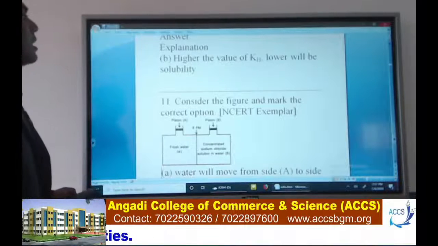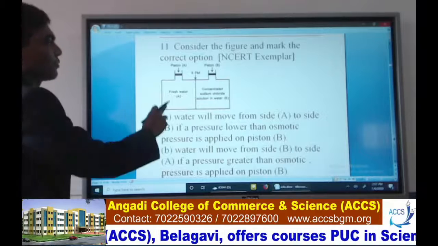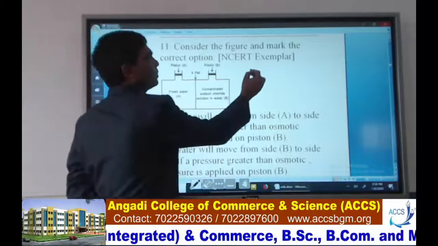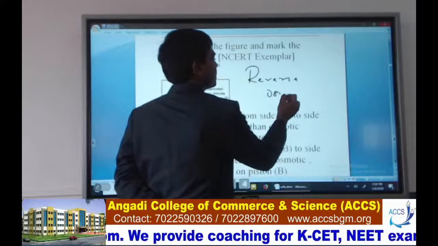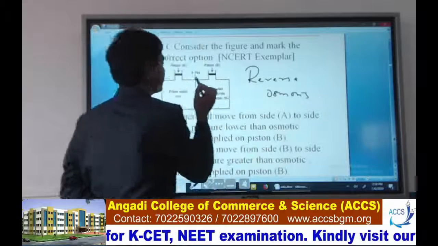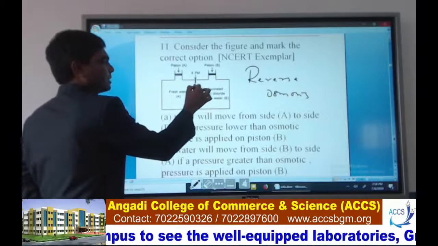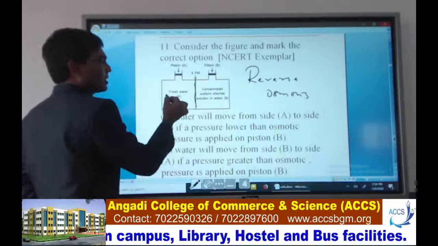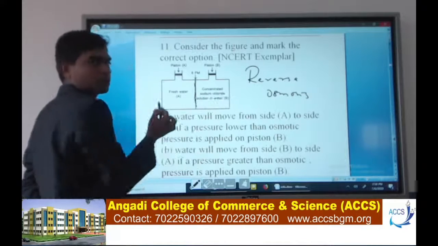Okay, next. Consider the figure and mark the correct option. So first you see the diagram here. I think you understood it is related to reverse osmosis. Okay, this diagram is reverse osmosis. What is there in this one? I will tell you. This is the inlet. This is the semi-permeable membrane. This is fresh water. This is concentrated salt solution.